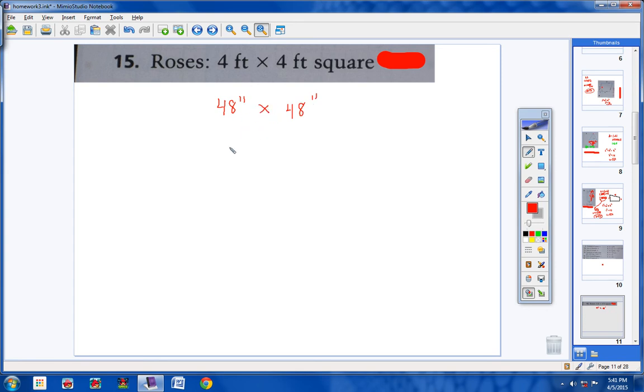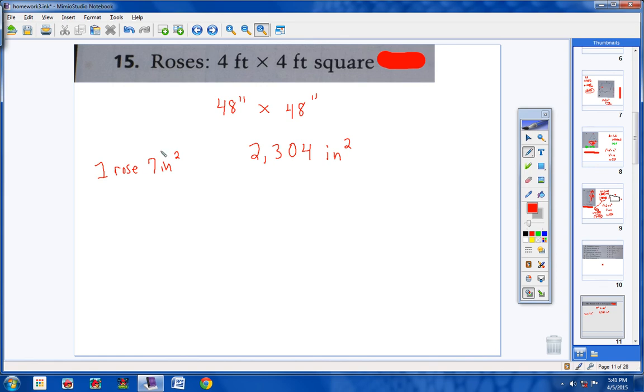Well, 48 times 48 is 2,304. So the area of the square is 2,304 square inches. Now, they want to know how many roses it'll take to fill up this square. Well, 1 rose is 7 square inches. So let's see how many times 7 goes into this number, and then you'll know how many roses that you need, okay?